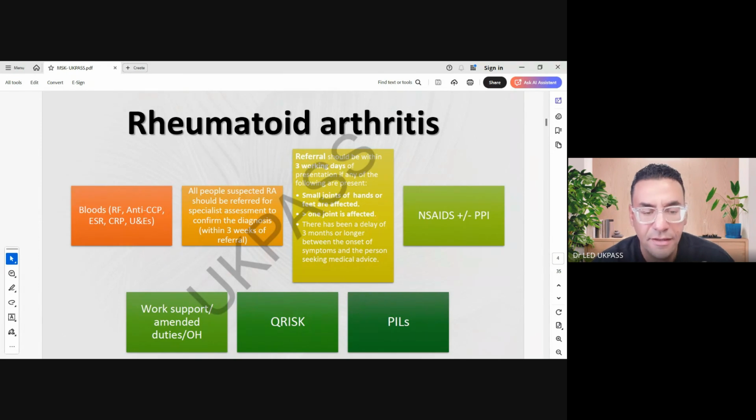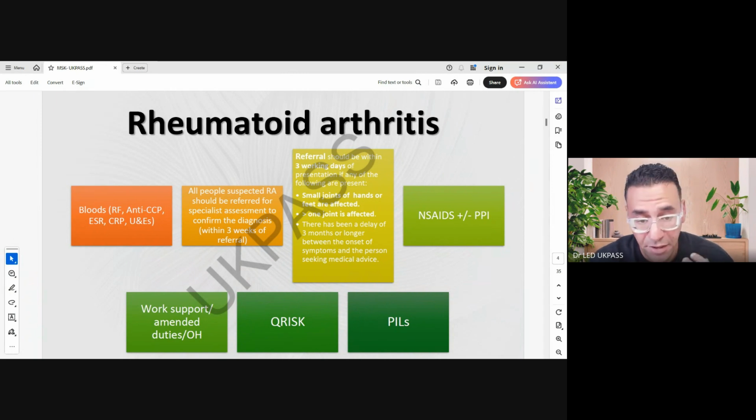Right, work support, amended duties, occupational health, we've mentioned that. So you offer some help and support, as we've mentioned, and another form of help and support is amended duties, if the impact is very, very severe. You can provide that to the patient. You can speak to occupational health, who can do a workplace-based assessment, and they can either change the nature of their work or provide them aids during their work.